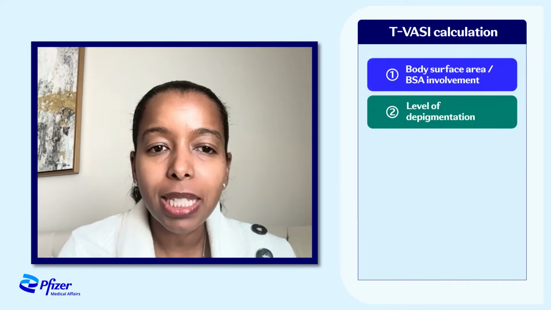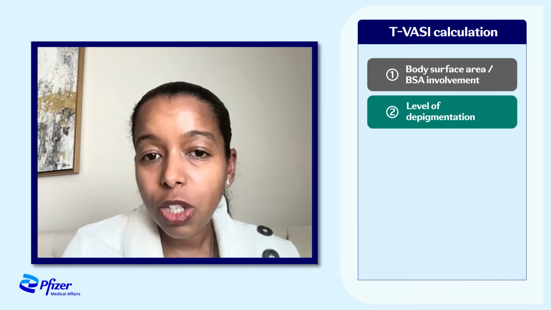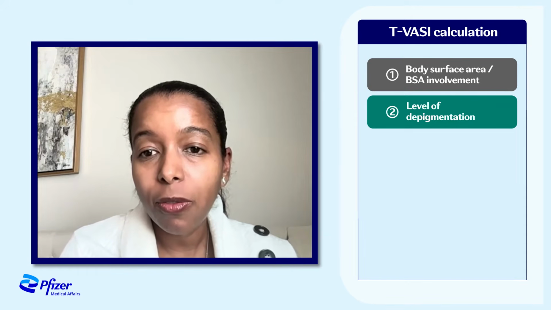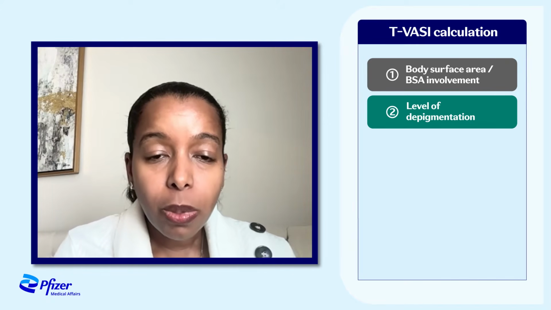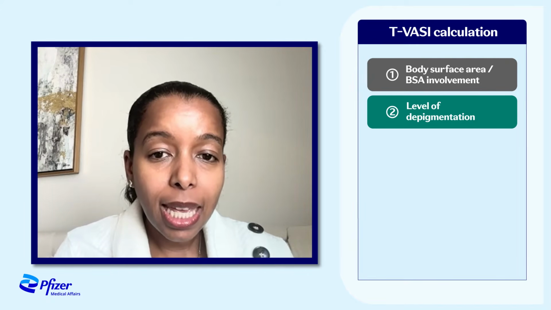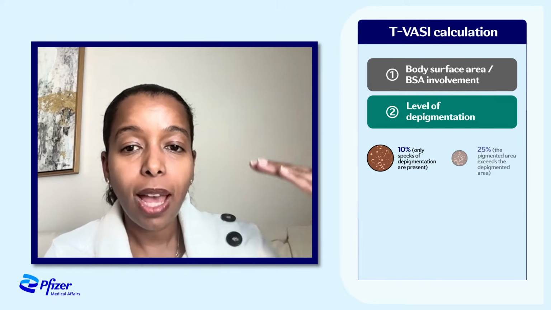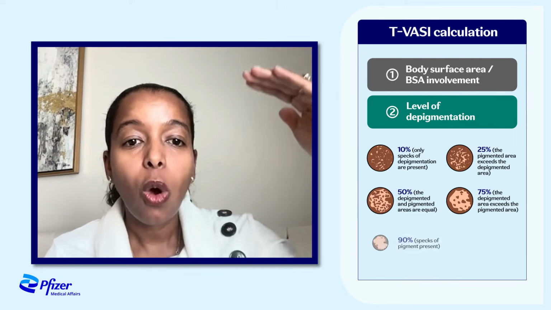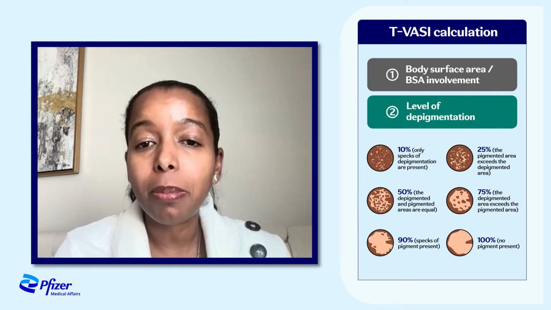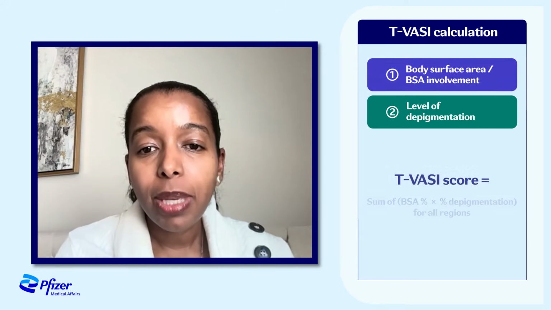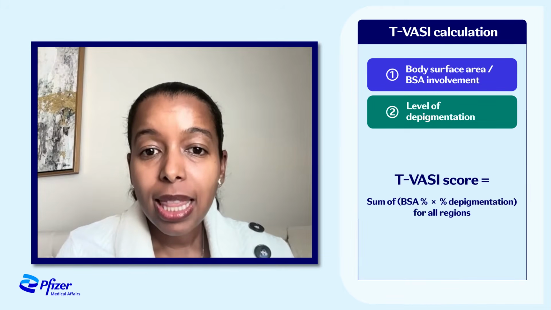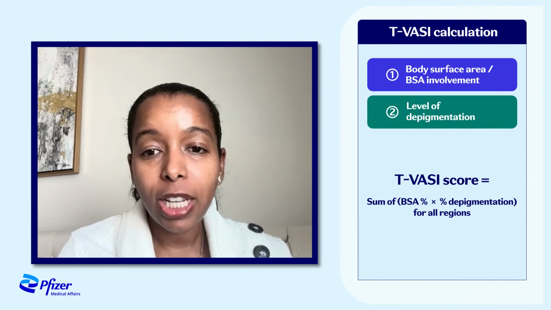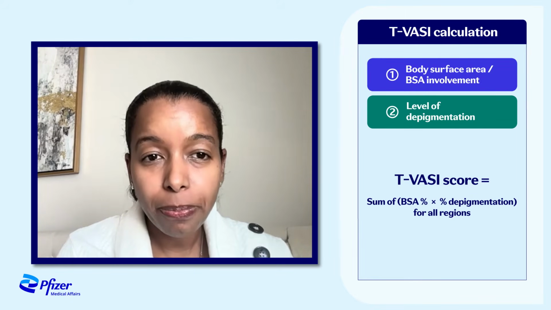The level of depigmentation is then assessed to determine how much depigmentation is present for each region from one of the following percentages. So 0% referring to fully pigmented skin, and then it goes up to 10, 25, 50, 75, 90, or 100, referring to fully depigmented skin. So once you have BSA percent in hand units and percent of depigmentation, these values are then multiplied for each region, and you get the sum of all regions as the T-VASI score.